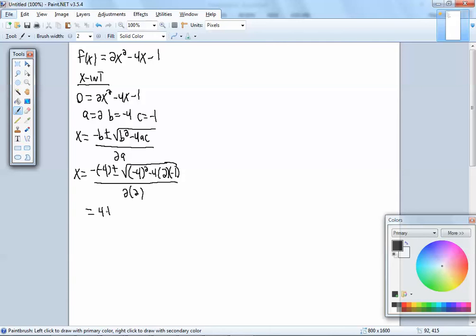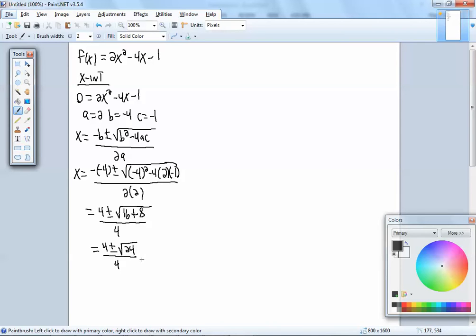Now it gives us 4 plus or minus the square root. Negative 4 squared is 16. Negative 4 times 2 is negative 8, times negative 1 is a positive 8. All over 2 times 2, which is 4. So we got 4 plus or minus the square root of 16 plus 8, which is 24, over 4.